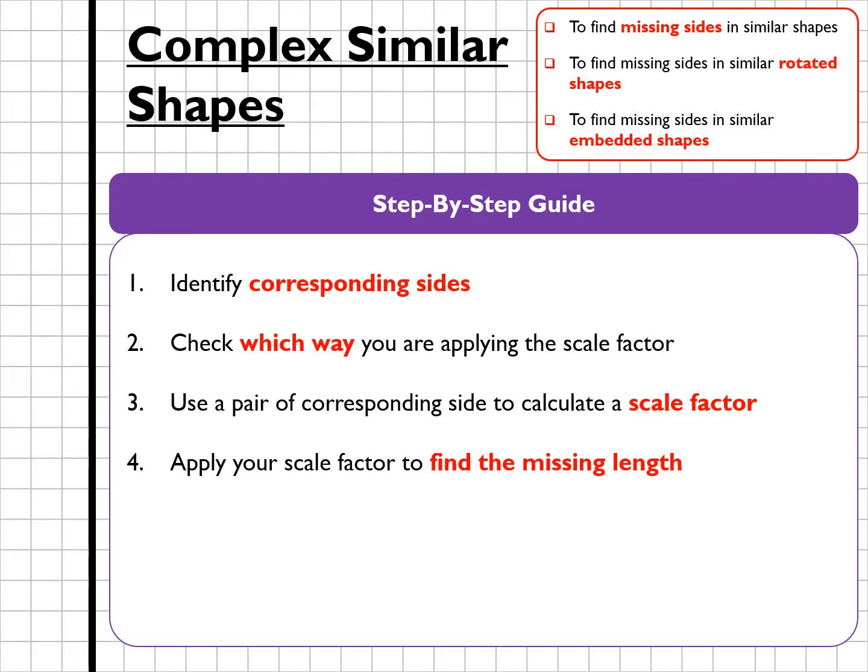Last week we used this step-by-step guide to support us, making sure that we're identifying corresponding sides, checking which way you want to apply the scale factor, using a pair of corresponding sides to calculate the scale factor, and then applying your scale factor to find the missing length. Today we're going to be using the exact same step-by-step guide, but looking at more complex examples.